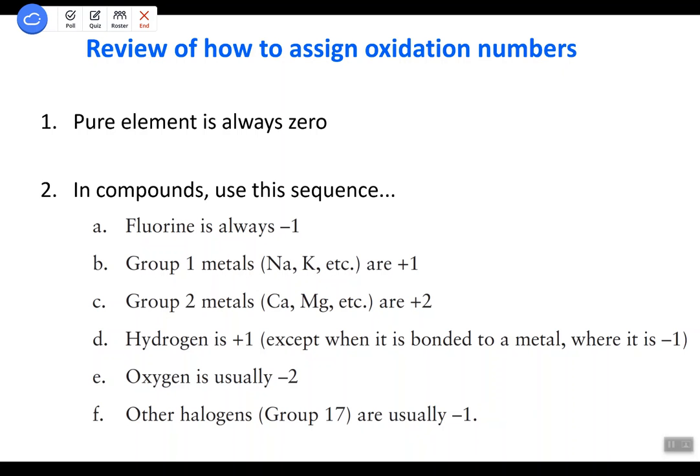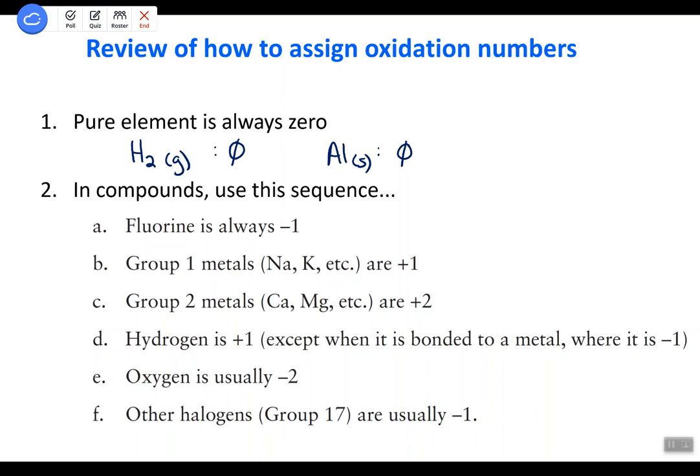Number 1, a pure element is 0. Its oxidation number is 0. So if I have hydrogen gas just bound to itself, that would be a pure element. Its oxidation number is 0. If I have some solid aluminum just sitting there by itself, a whole bunch of solid, its oxidation number is 0. That's as simple as it gets.